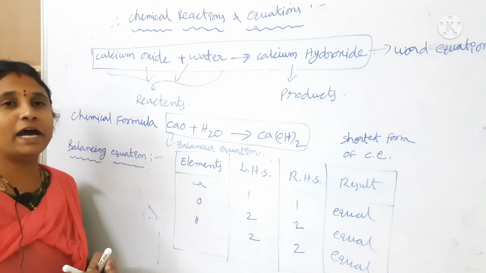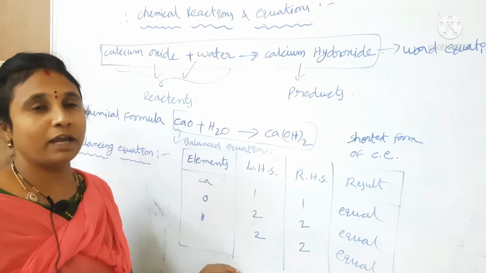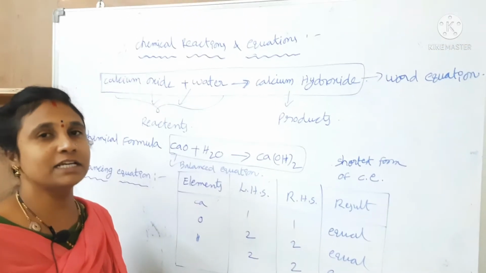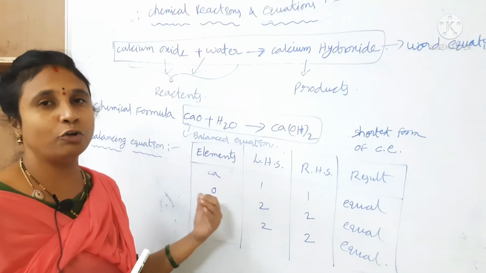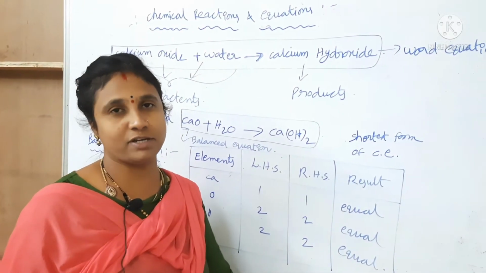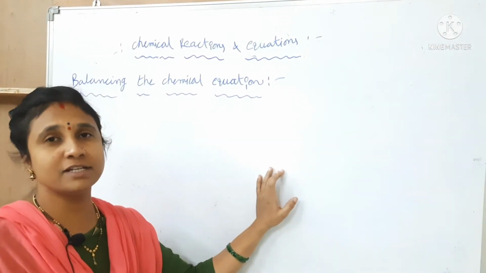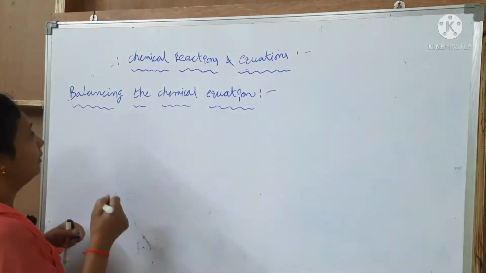Sometimes they give unbalanced equations. For an unbalanced equation, how to balance it? Next I will go to the topic of how to balance unbalanced equations, how to balance chemical equations. For this concept I will give some examples.